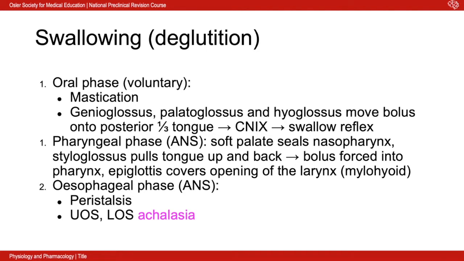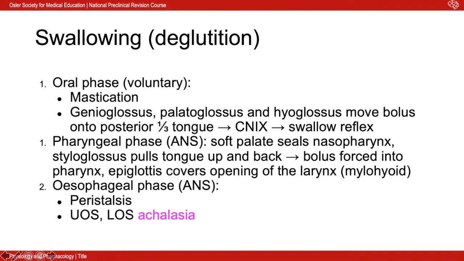And the whole of the oral phase is under voluntary control, which is easy to remember because you can obviously control your own chewing. I think the bit that's difficult to get your head around is that the swallow reflex itself isn't voluntary, but it's the contraction of the extrinsic muscles of the tongue that initiate the swallow reflex. And that contraction and the initiation of the swallow reflex is under voluntary control, even if the reflex isn't.